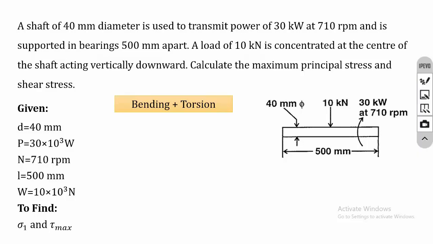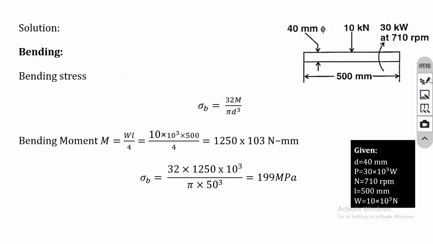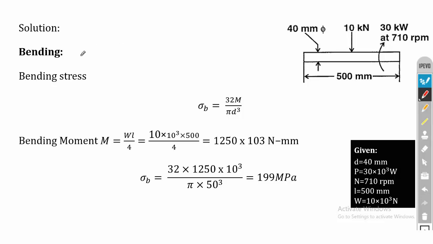Okay, so now we'll move into the problem. First we have to consider the bending alone. We will calculate the bending stress first. We know that the bending stress for a circular cross section is sigma b equal to 32 M divided by pi d cube. This we have already discussed in the previous classes. In this equation, sigma b is the bending stress, M is the maximum bending moment, and d is the diameter of the shaft.